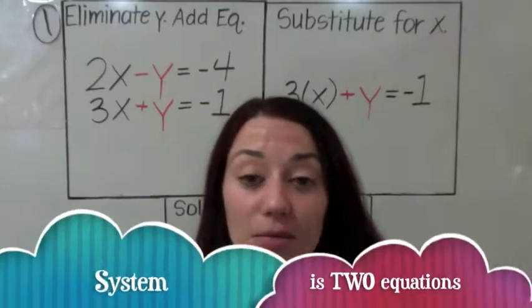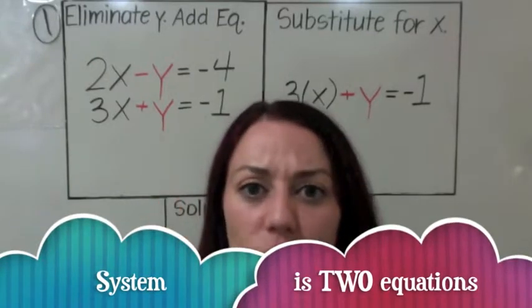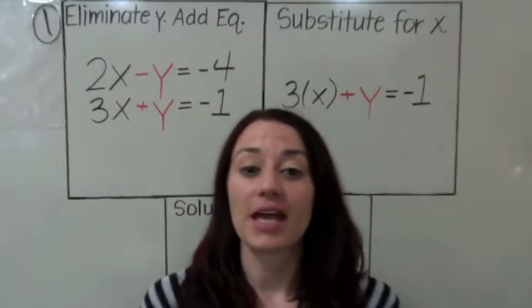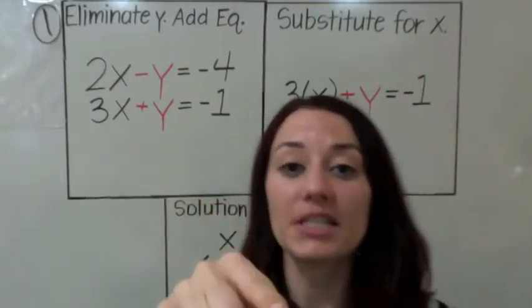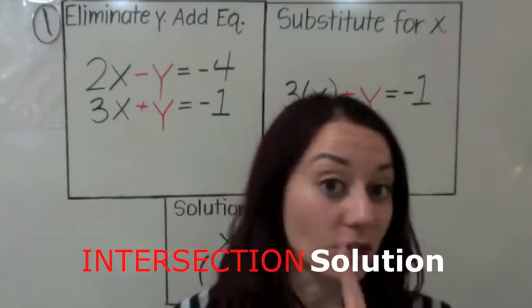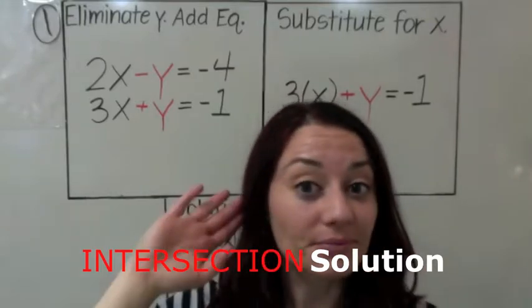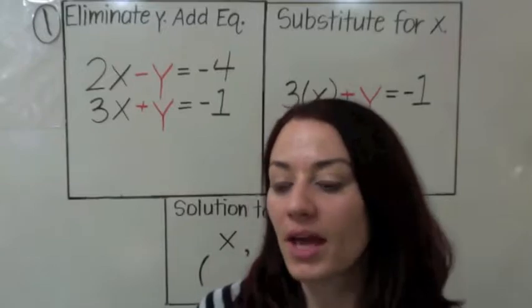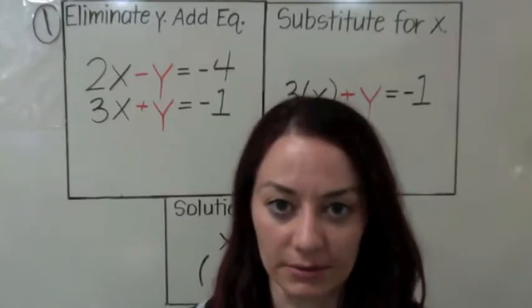Remember, a system is two equations. A system is what? And these lines are going to intersect at one point. The point of intersection is called a solution. It's called a what? Very good. So let's go ahead and look at number 1.